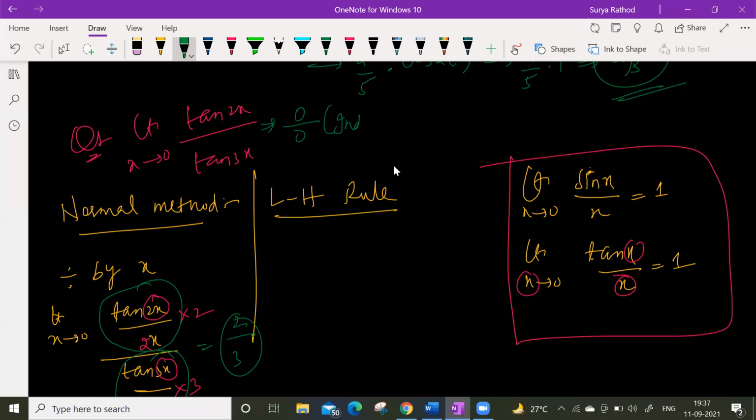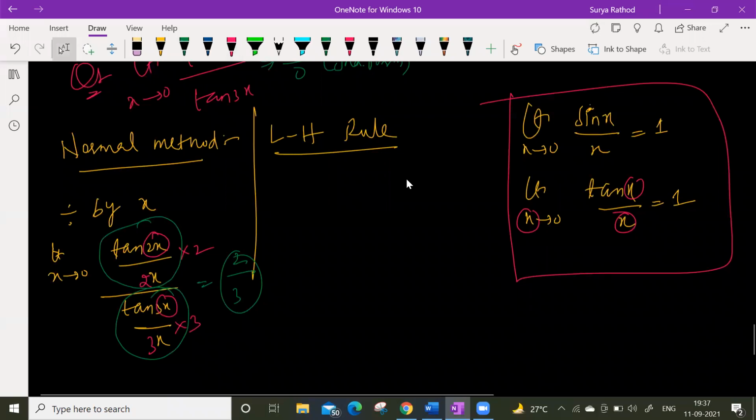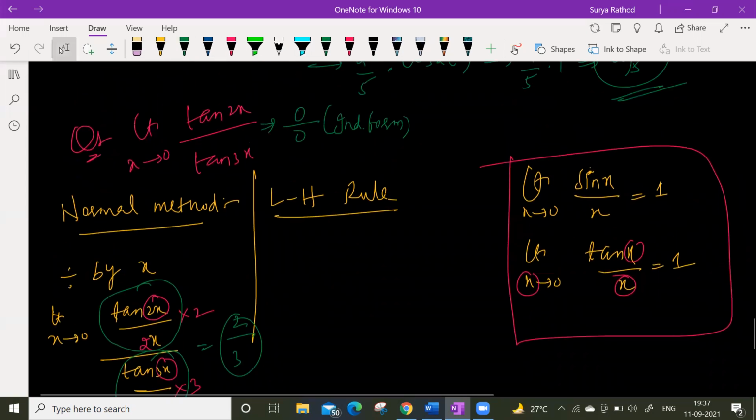Yes, I'm getting an indeterminate form. So, since I'm getting the indeterminate form, I can apply the normal rule or L'Hospital rule. I can solve in two ways, either the normal method or by L'Hospital rule.